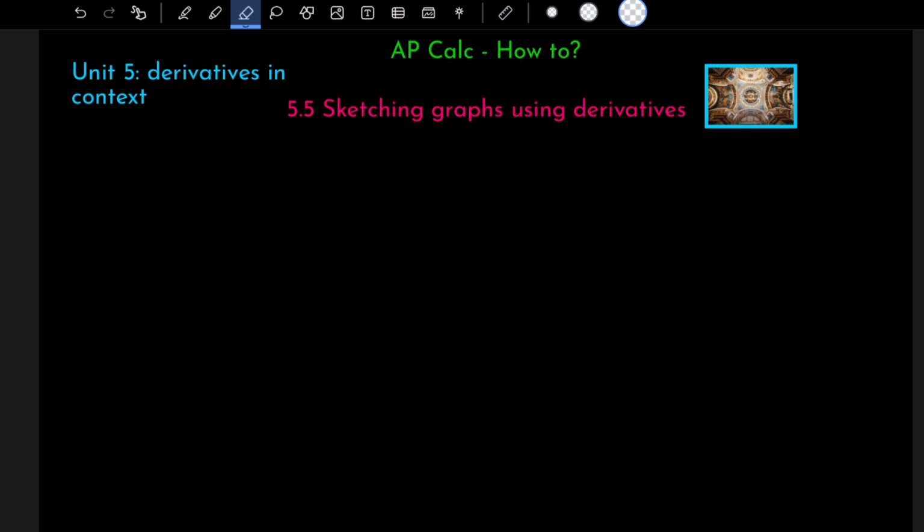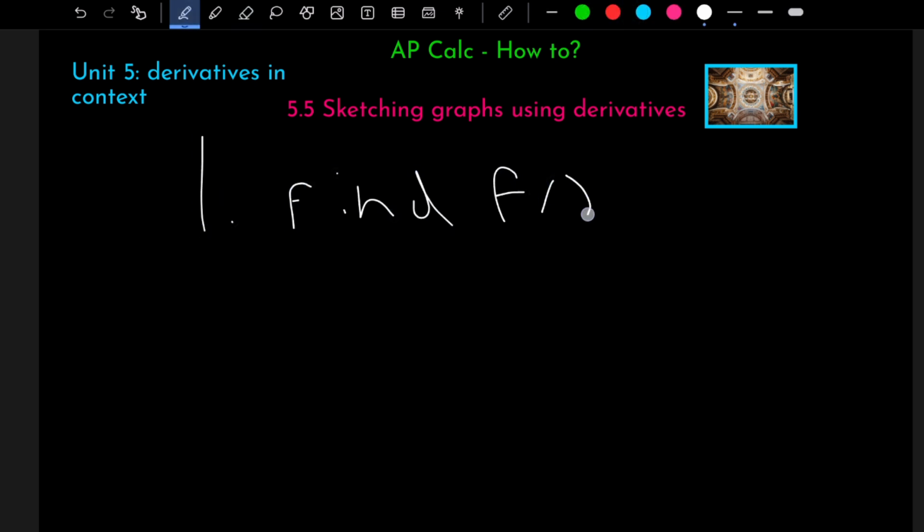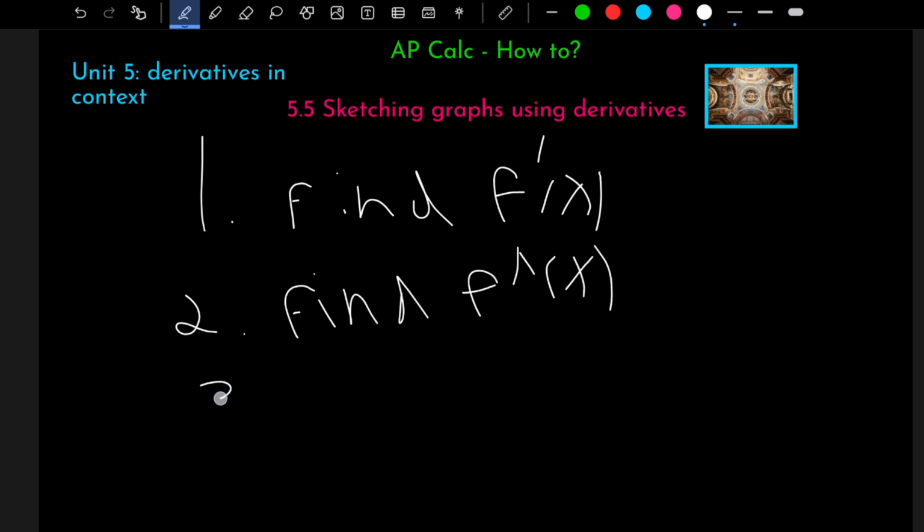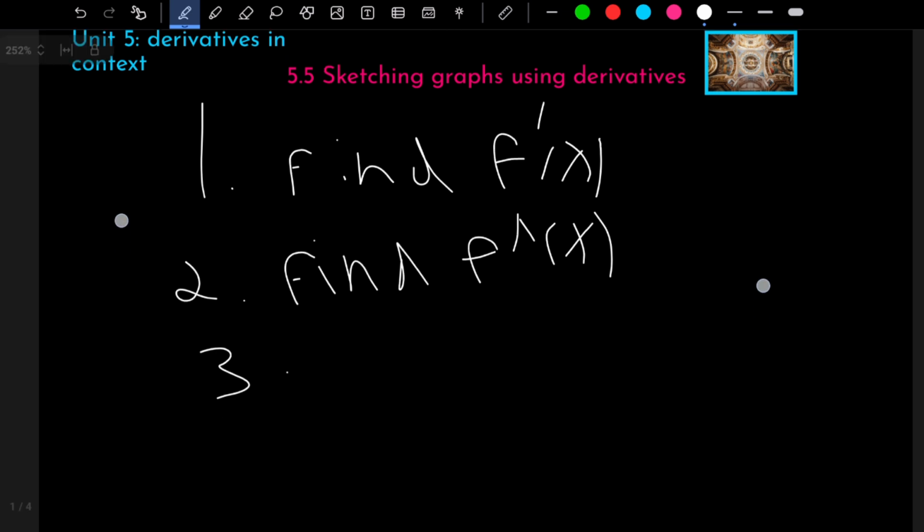Let's go through the full process step by step. Number 1. Find f prime of x. It tells you where f is increasing. If f prime of 0 is greater than 0, then it's increasing. Number 2. Find f prime prime of x. This will allow you to tell if it's concave up or concave down.